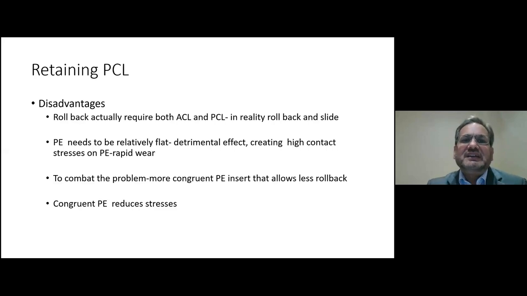And what are the disadvantages? Does rollback really happen in PCL retaining? The rollback needs both ACL and PCL intact. In reality, when we retain the PCL, there's a rollback as well as a sliding. So it's a combination of two movements. But to achieve a proper rollback, you need a flat polyethylene. But that's really very detrimental because flat polyethylene has a point contact and the stress will be very high and there will be rapid polyethylene wear. So to combat that, we normally use congruent polyethylene, but it gives little rollback. It definitely reduces the stresses because the surface area of contact is more and the stress will be less.